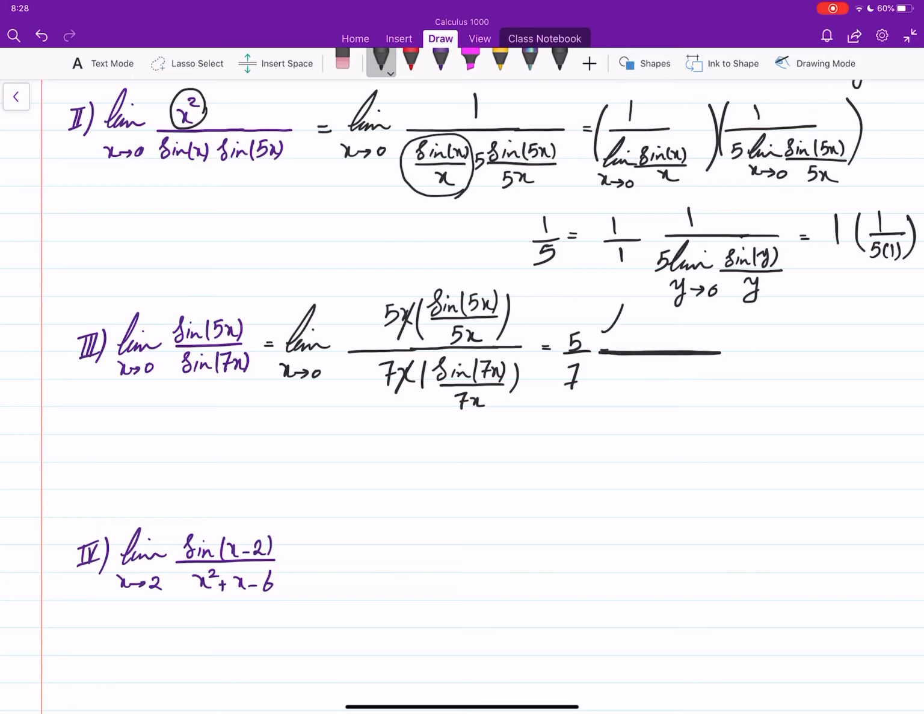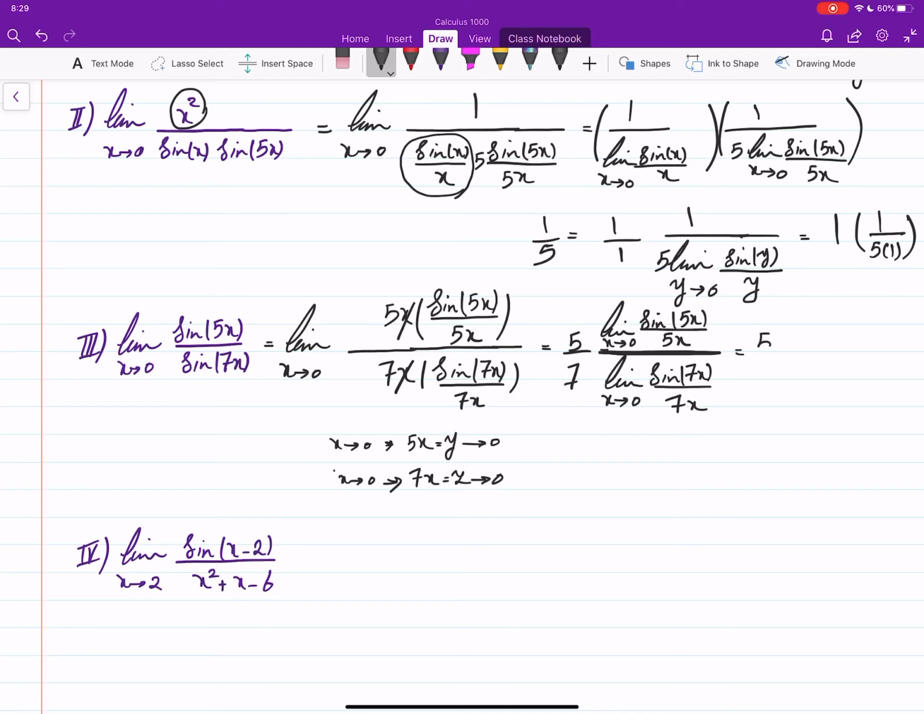times the limit of sine of 5x over 5x as x approaches 0, and the limit of sine of 7x over 7x as x approaches 0. Now, this is already clear what to do. Take 5x to be y, and as x approaches 0, you see that y approaches 0. And take 7x in the denominator to be z. As x approaches 0, you see that z approaches 0.